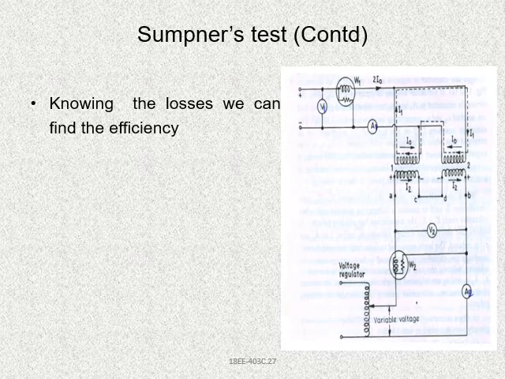So knowing the losses, we can find the efficiency. From W1 we have got the iron losses, and from W2 we have got the copper losses. There are only two kinds of losses observed in the transformer. Since we will have the rating of the transformer, we can find the output, and we have the losses in our hands. The output plus losses gets the input, and finally efficiency is output by input.